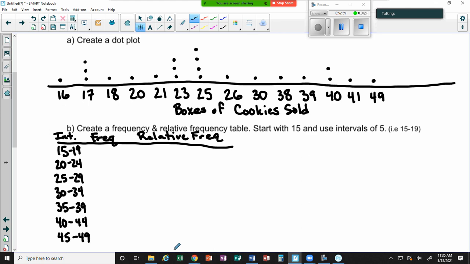Now, you can use your dot plot to figure out your frequency, right? It's already kind of organized for you, if you have one. If not, you just go up and count them, like we did before, just every time you find one, make a tick mark. So 15 to 19, if I had my dot plot done, I could just count them. So what's 15 to 19? Well, I have 1, 2, 3, 4, 5, right?